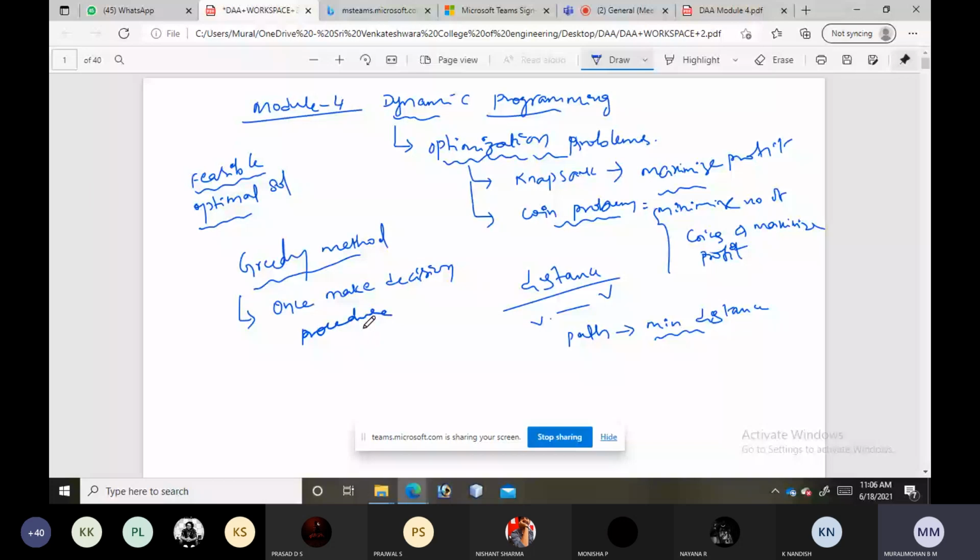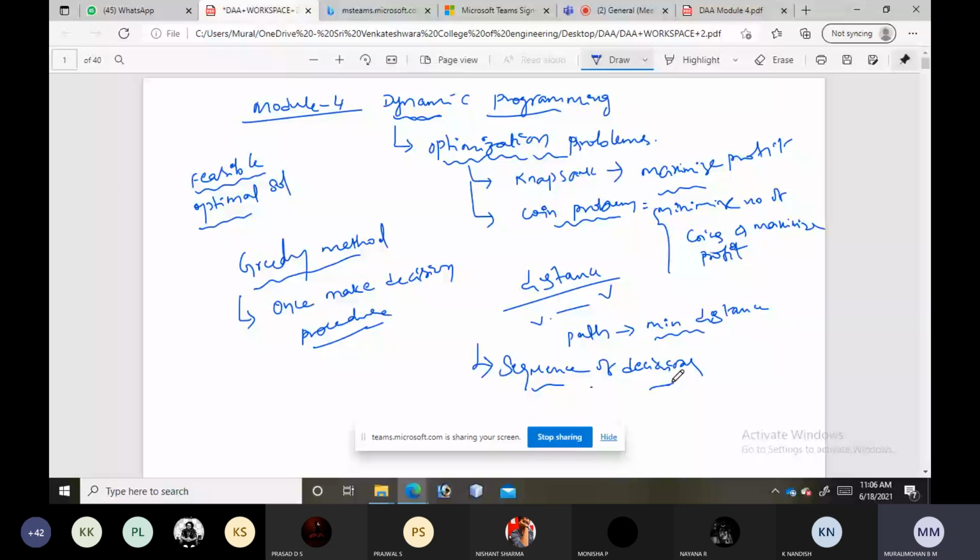Whereas in dynamic programming, we will follow a sequence of decisions, based on the result we got in the previous step. Again, we decide how to solve the problem. So we are not making a decision once; we are making decisions in a sequential manner, multiple decisions to solve a problem.